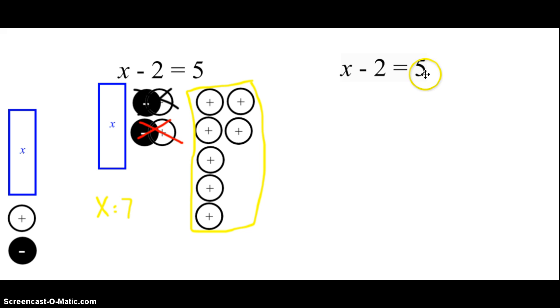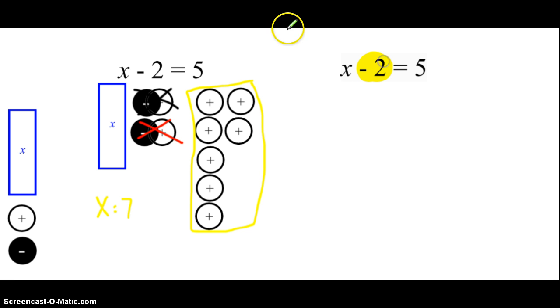Then we can talk a little bit about how we can complete this without having to draw a picture or use counters. So let's see if we can use those inverse operations that we talked about earlier to complete this without drawing a picture. I want to get the x by itself. Remember, our goal is to isolate our variable. So we want to get x by itself.